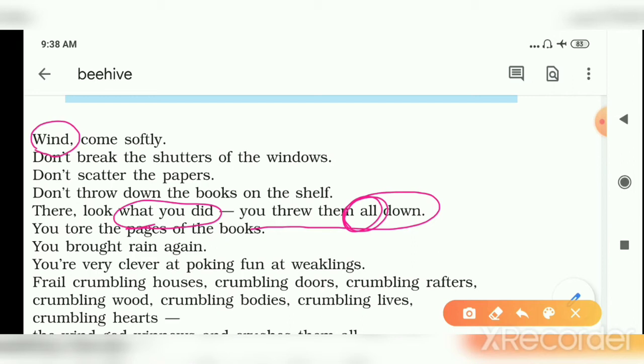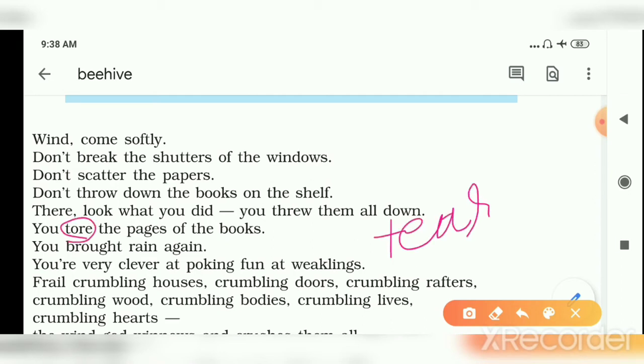But up till now what we have seen? Shutters, windows, papers, books. You tore the pages of the book. This is V2, tore. The real verb is tear. V2 form of tear is equal to tore. The pages of books. One more thing you did. You brought the rain again.